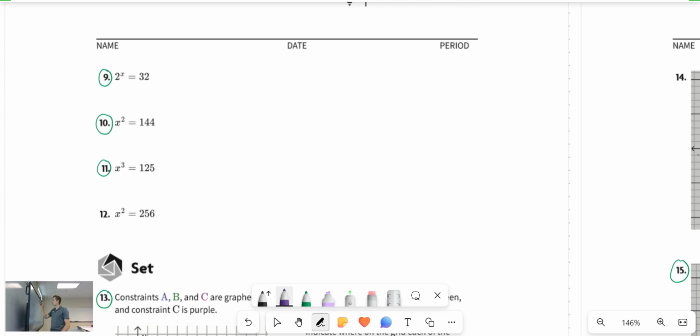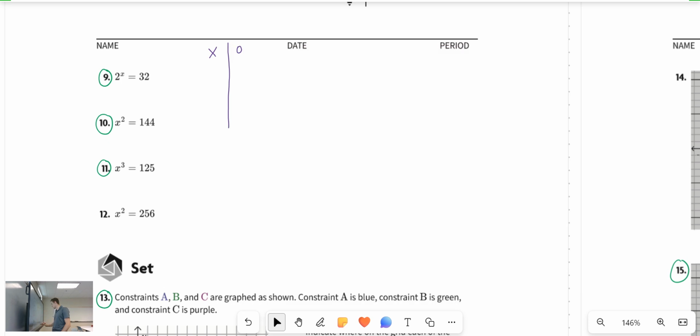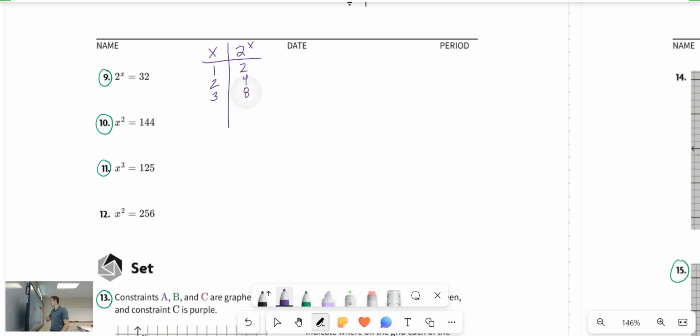So if we have our x in this column, and then our output in the other column, if our x is there and our 2 to the x is here, what we're going to have is, if x is 1, then 2 to the x is just 2. If x is 2, then 2 to the x is 4. 3 would go to 8. 4 would go to 16. And 5 would go to 32.